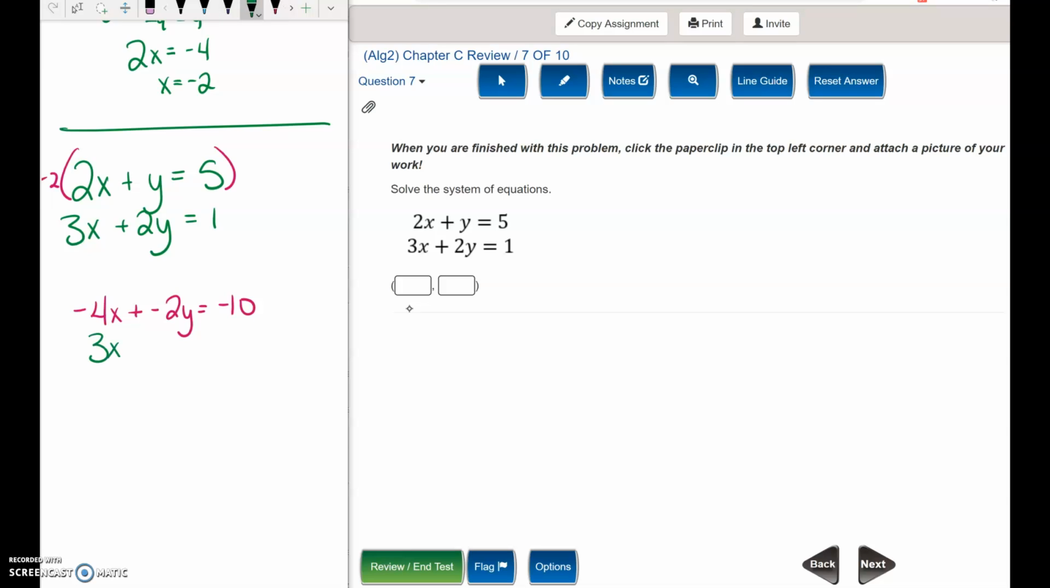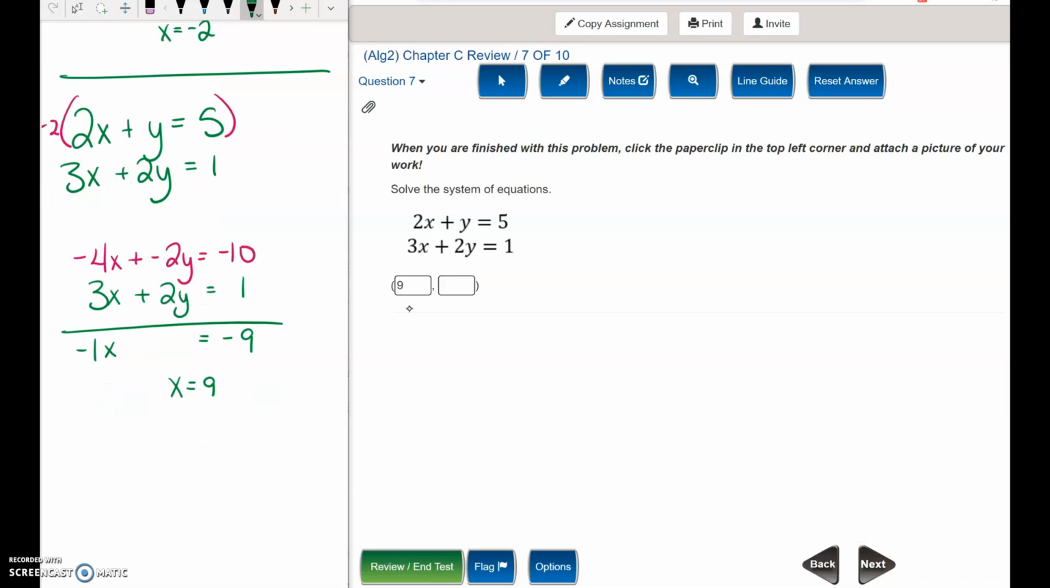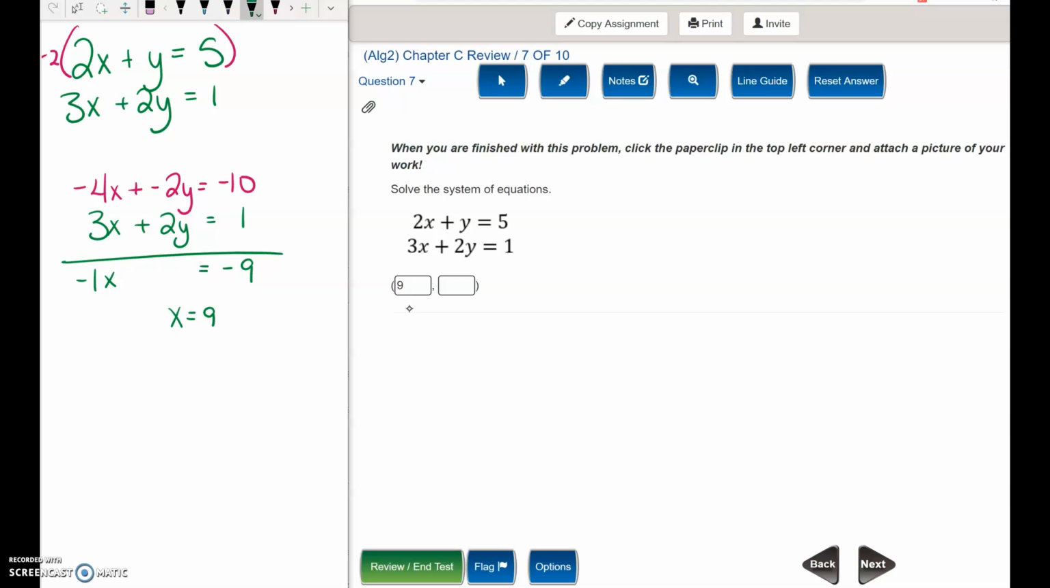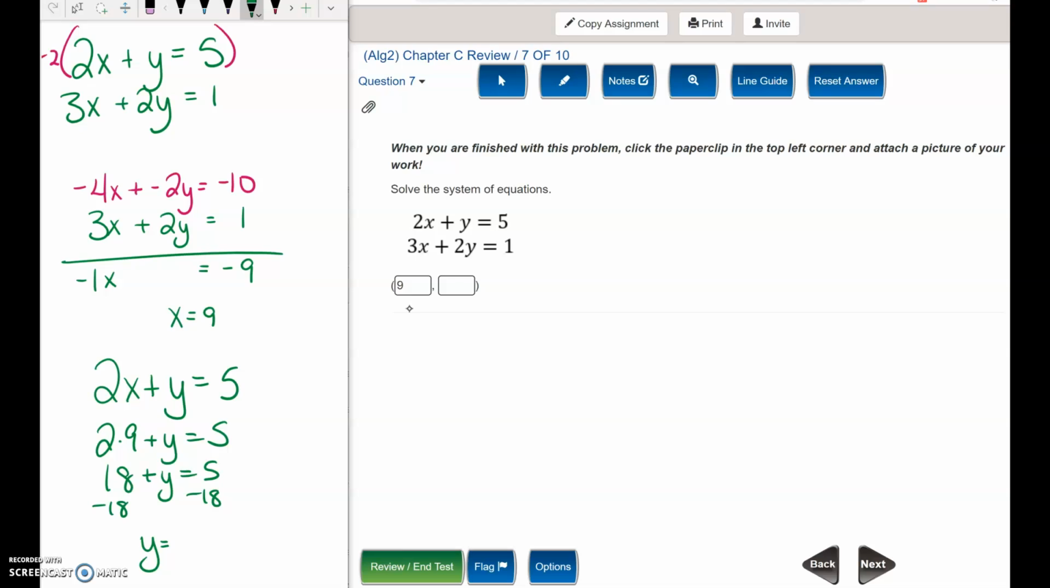My original bottom equation has not changed. When I add them together, I get negative 1x equals negative 9. So x equals 9. Then I would choose an equation. I'm going to choose 2x plus y equals 5. So 2 times 9. 2 times 9 is 18. And I know I'm going really fast. You can always pause, slow down. I end up getting y equals negative 13.